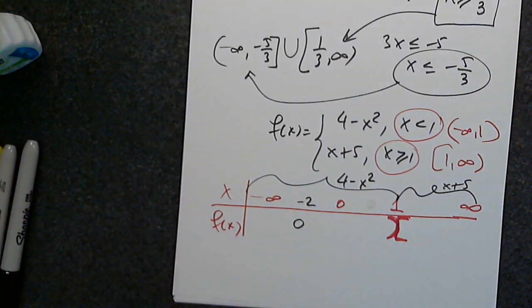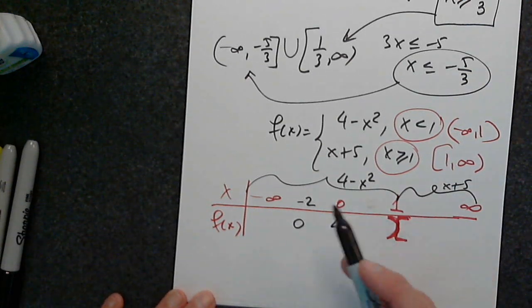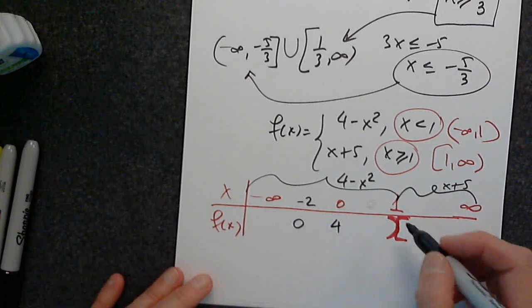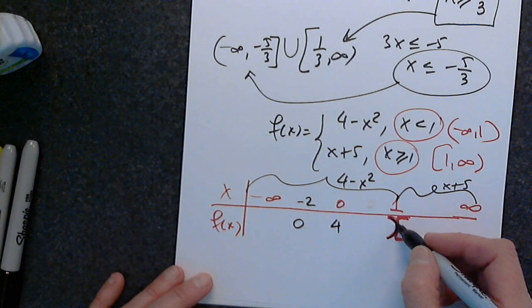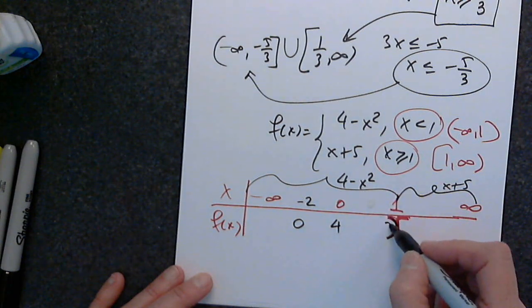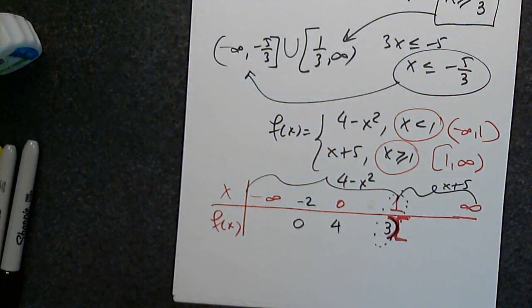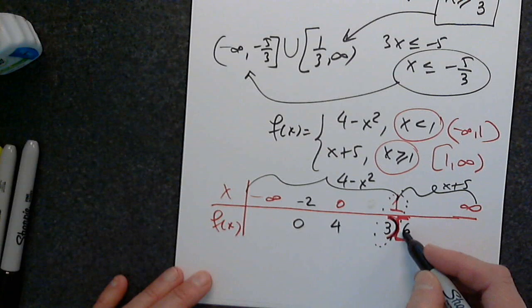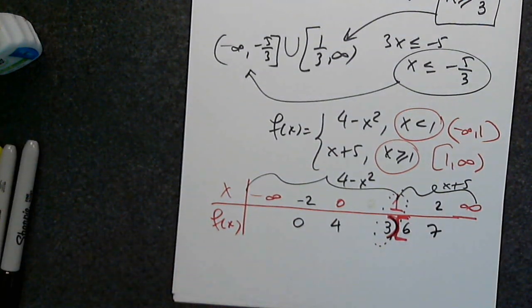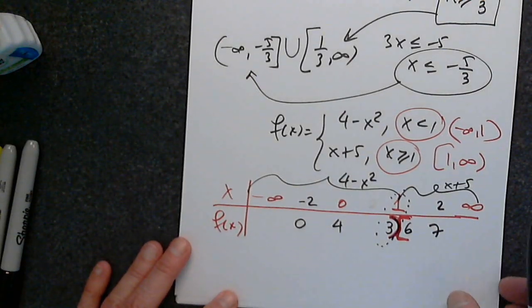When x is 0, this is 4, and I have to plug in 1. Although you would say, but you're not allowed to. I know I'm not. But I will plug in 1, and I will leave this point as an open point because of the parenthesis. And then on the other side, I have 6, and at 2, I have 7. That's pretty much it. But now I'm ready to graph.